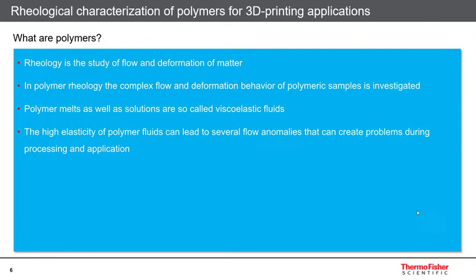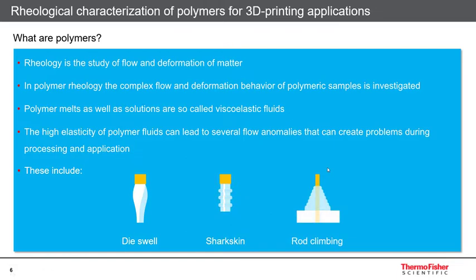Rheology is the study of flow and deformation of matter, and that includes, of course, also all polymer-based materials. Polymer melts are so-called viscoelastic fluids that show both viscous as well as elastic properties. And the highly elastic properties that are present in many polymer melts can lead to different types of flow anomalies. Some of them are shown here at the bottom of this slide. They include the increase in diameter of a polymer strand when exiting a narrow die, for example at the end of an extrusion line.